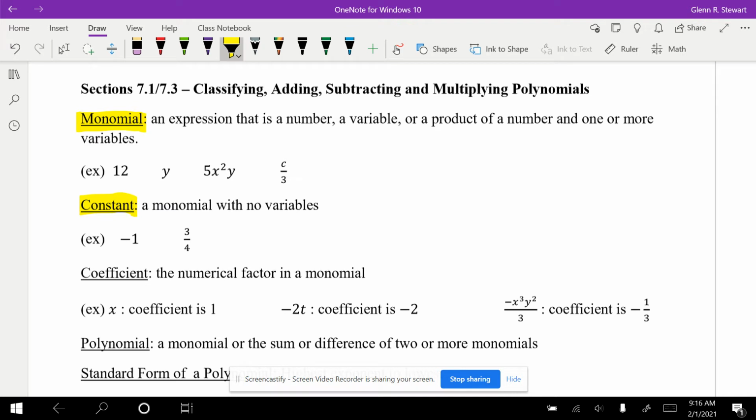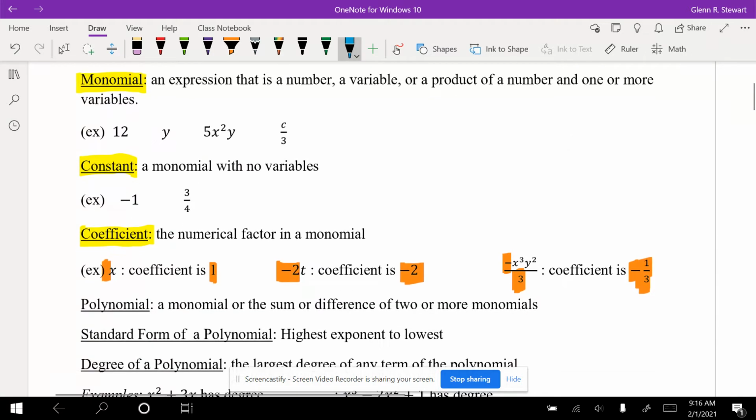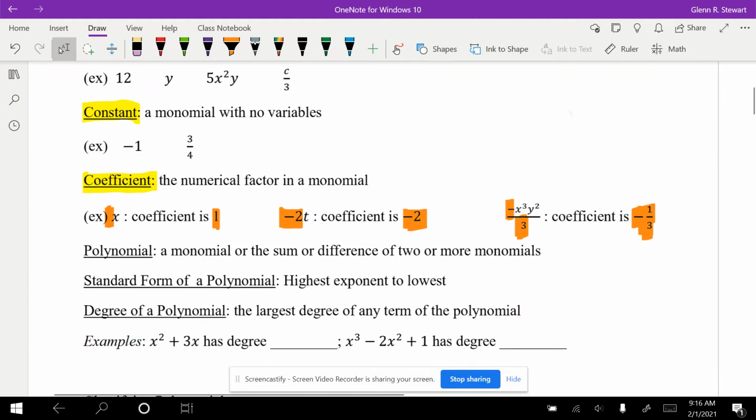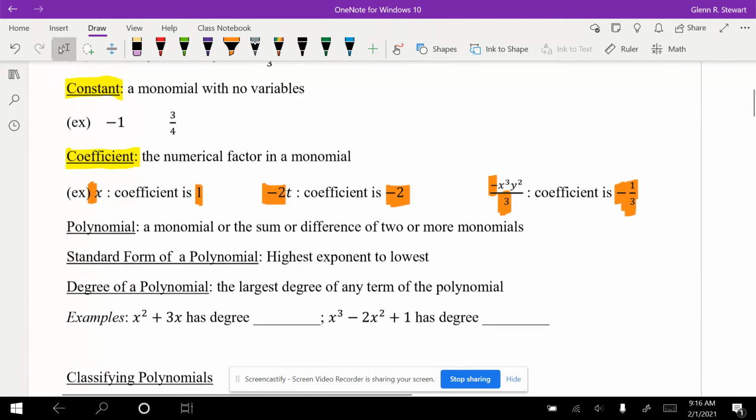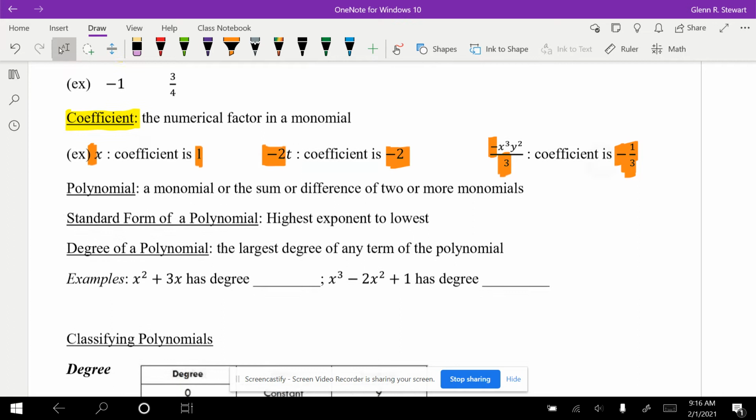A coefficient is a numerical factor in a monomial. If you take a look at this here, if you have x, there's an imaginary number out front, that's coefficient 1. Negative 2t, the coefficient is negative 2. And then we've got this fraction here. We've got a negative on the outside of the numerator, and we've got a denominator, so it's negative 1/3. You've probably heard this vocabulary before, but I am going to remind you of what a coefficient is multiple times throughout this, so just be aware that it's the number out front.